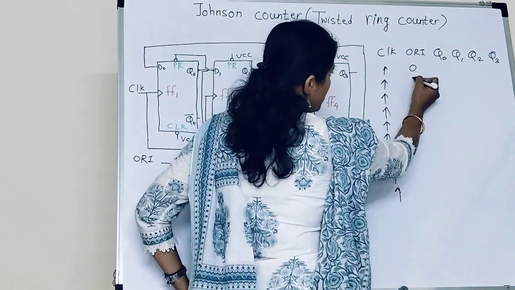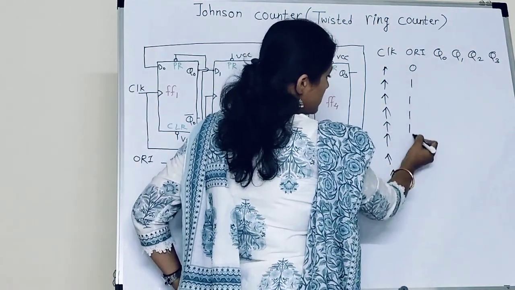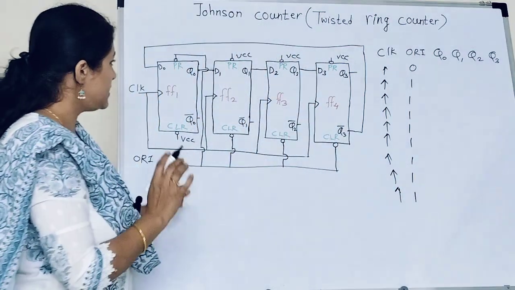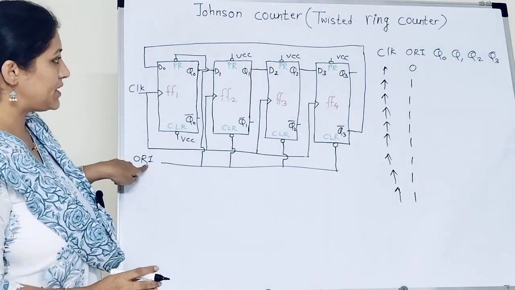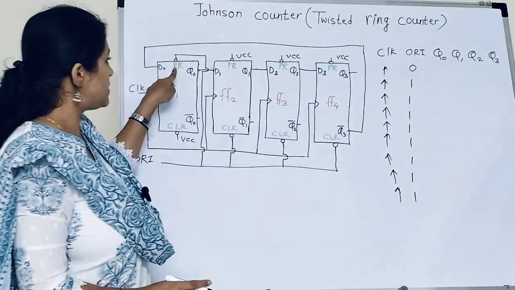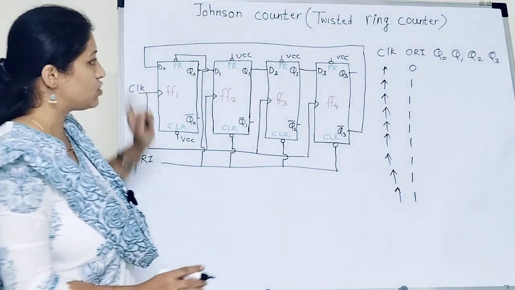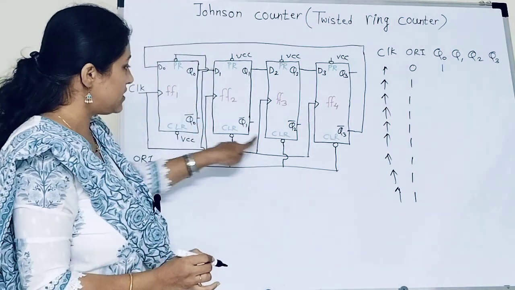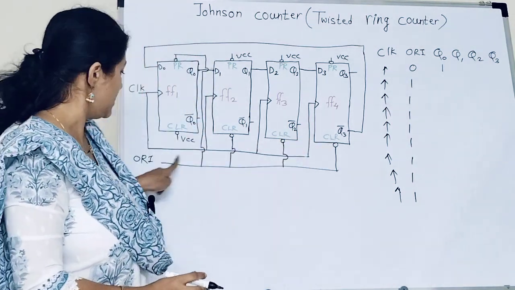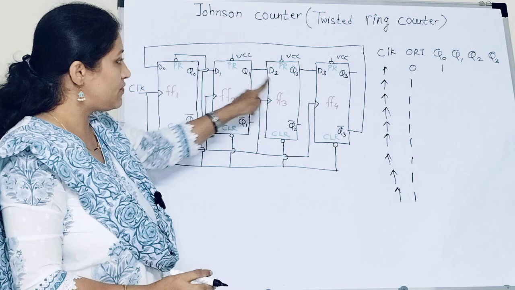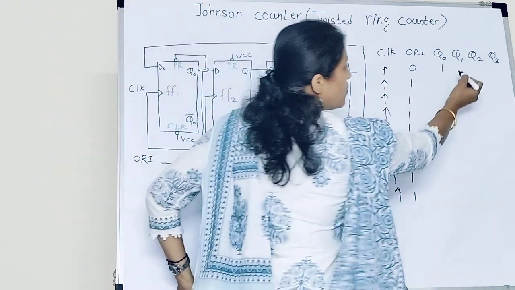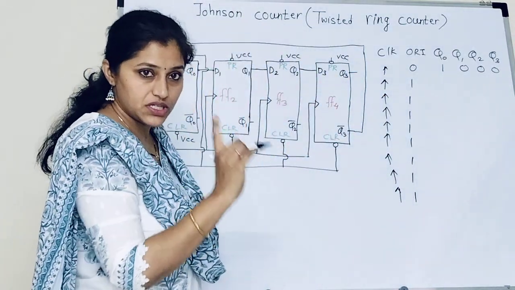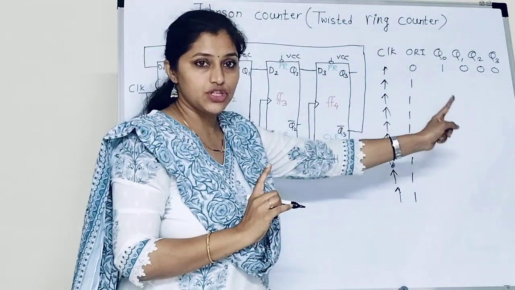And then it is 1. Now see, initially because of this override input it is 0 and this preset will turn on, it will make Q0 1. So my Q0 is 1 and because these clear inputs are connected to override, the remaining flip-flops' outputs are 0. So Q1 is 0, Q2 is 0 and Q3 is 0. So our very first state is 1 0 0 0.